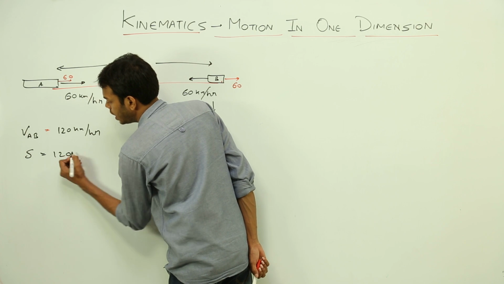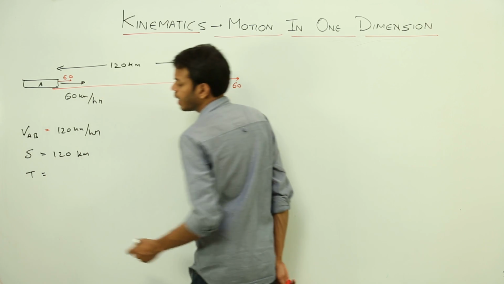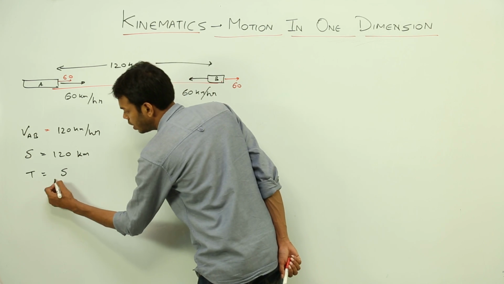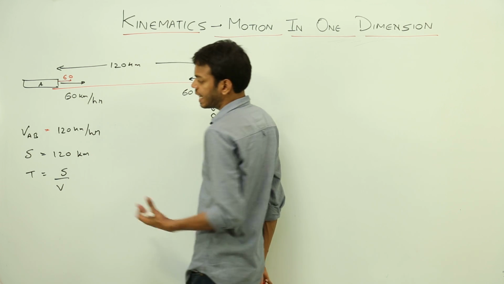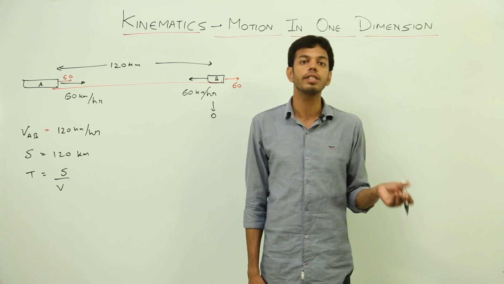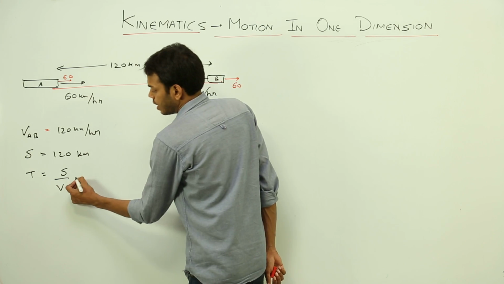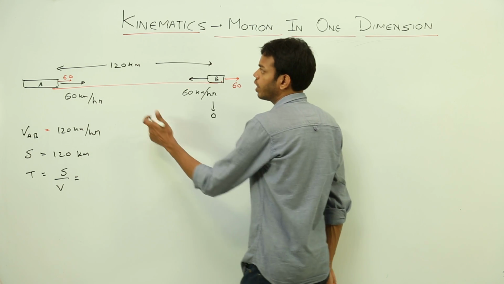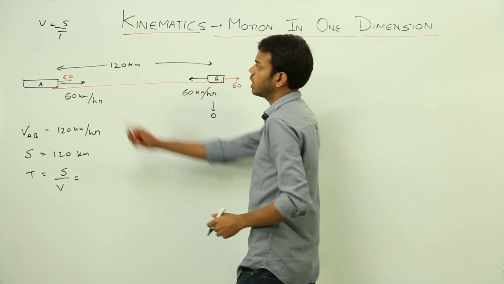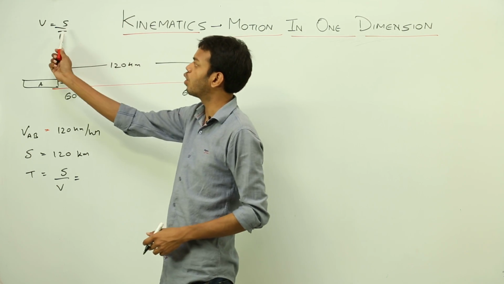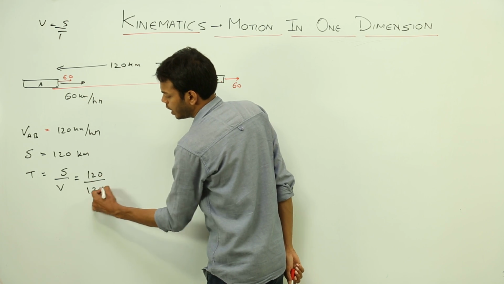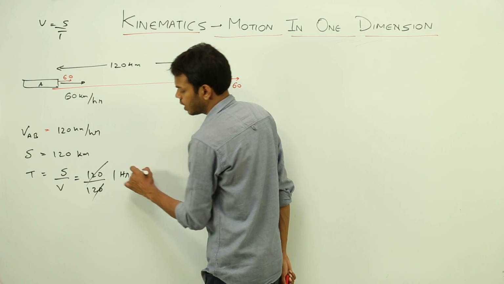Distance is 120. So what would be the time frame? What is the formula of time? Distance over velocity or speed. I am writing distance as S. Speed is not S, mind this thing. Distance or displacement is represented by S. So how did this formula come? We already know that velocity is distance over time. So you need to find the time. Time is displacement or distance over velocity. So 120 over 120 gives you 1 hour, right?